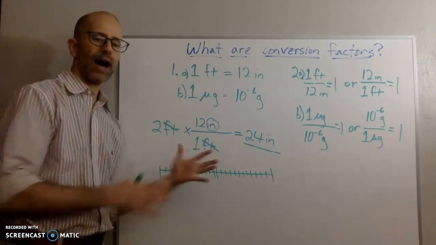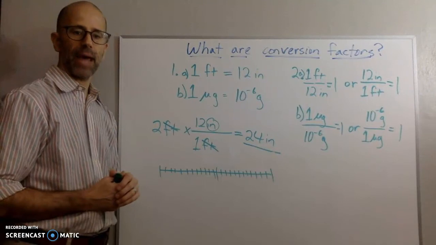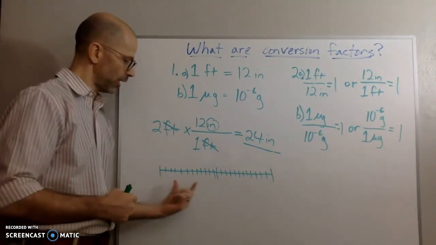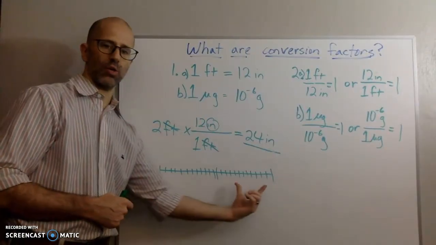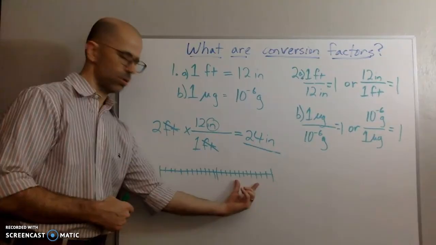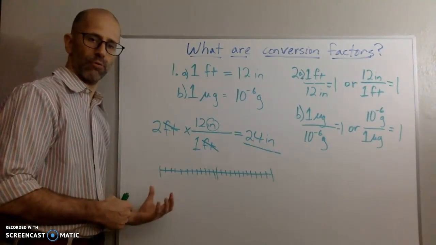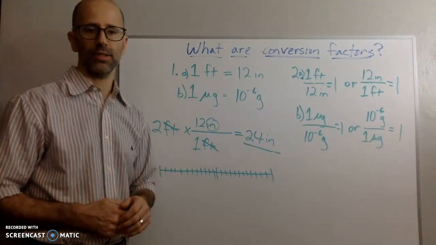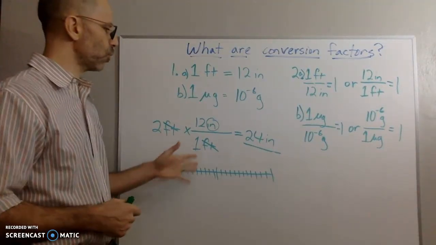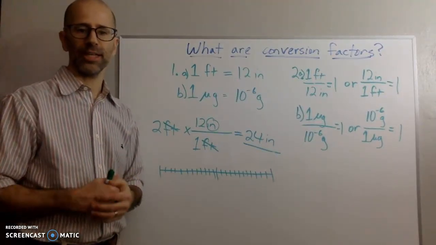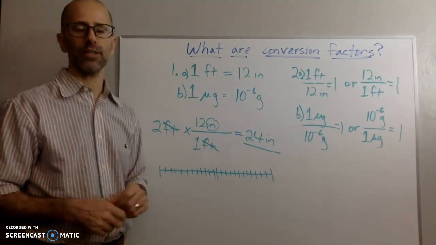So now I've divided up my magnitude, same magnitude. I didn't change the length. All I did is change the unit in which this is measured. So I went from 2 now to 24. And that's really all a conversion factor is: you are converting from one unit to the other. Okay? I hope this was helpful in clarifying what conversion factors are.